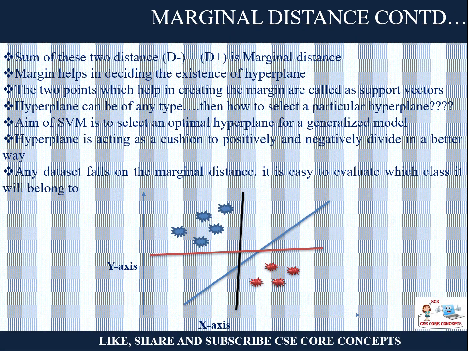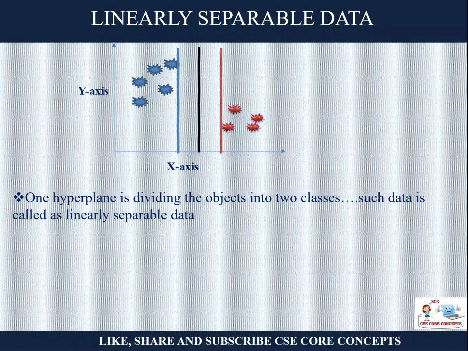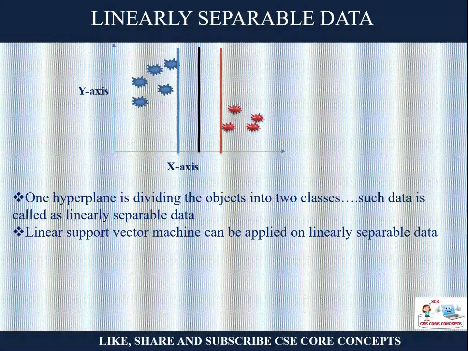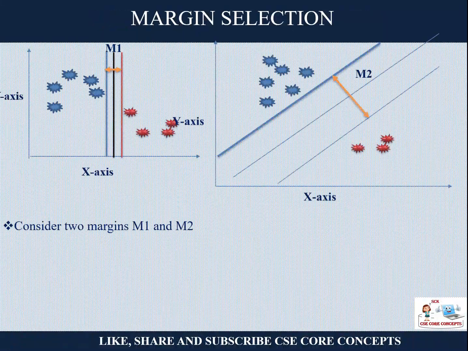Okay, so any data point which falls on the marginal distance will be easy to evaluate, with its class it will belong to. Let's say, for example, these are two data sets. The black one is the hyperplane. The blue and red lines are the planes which are touching the support vectors. Such data which you can divide easily is called linearly separable data. So a linear support vector machine can be applied only to linearly separable data.